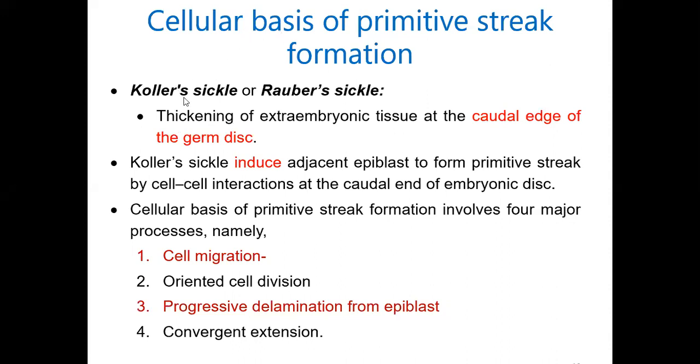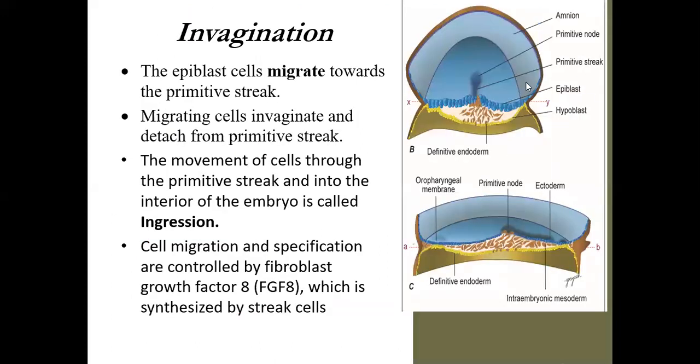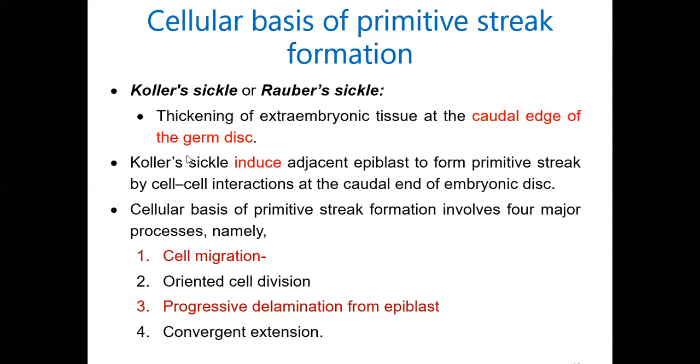There is a theory which is known as Koller's sickle or Robert's sickle theory. What happens? There is a thickening of an extra embryonic tissue at the caudal edge of the germ disc. So this one is the germ disc. The caudal edge will get thickened. The extra embryonic cells over here will get thickened. This thickening is known as Koller's sickle. This Koller's sickle will induce the adjacent epiblast cells to form the primitive streak by cell-cell interactions at the caudal end of the embryonic disc. So it starts forming first from the back.